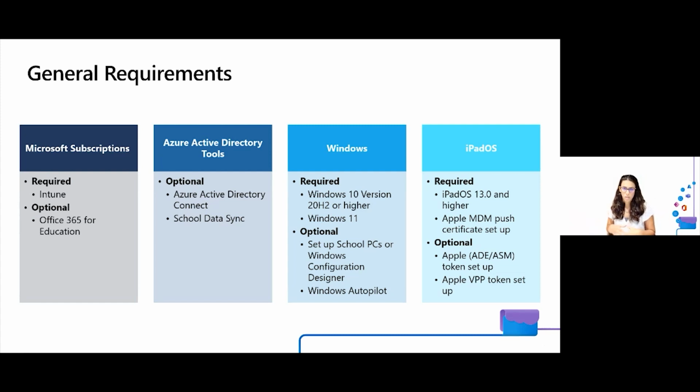Then we'll need to make sure that we have our cloud-connected identities. And if identity is currently local in Active Directory, you'll need to think about how to synchronize them to the cloud. So you'll need to think about Azure Active Directory Connect. If you have information in a school information system, you could leverage School Data Sync to make sure you have cloud-connected identities.